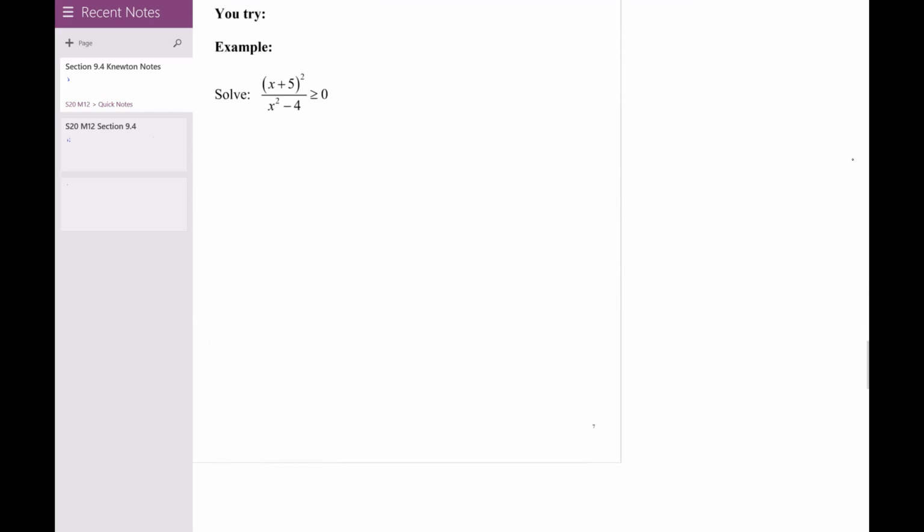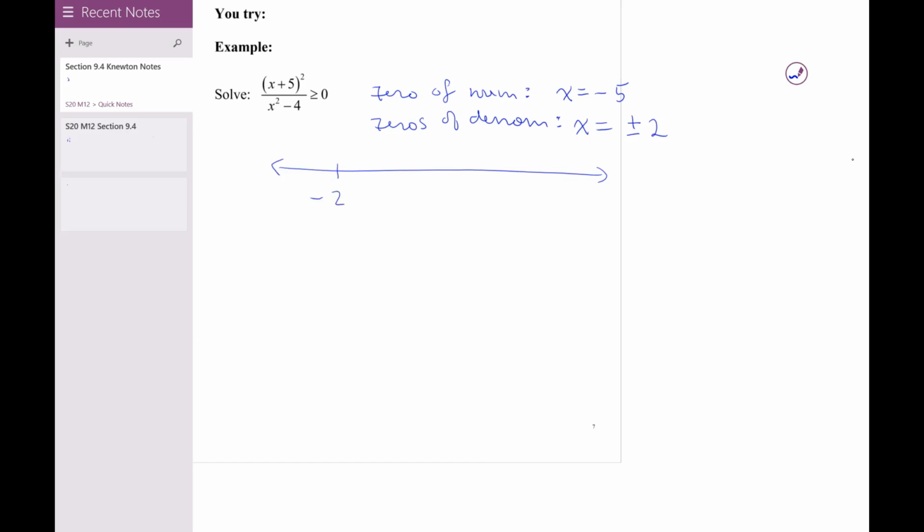Okay, so here's another example. I want you to try it and then come back and see how you did. So I want zeros of the numerator, and there's just one, x equals negative 5, and zeros of the denominator. Well, now we're going to have 2, x equals plus or minus 2. So we're going to have 4 intervals. We're going to have negative 5, negative 2, and 2 as the dividers.